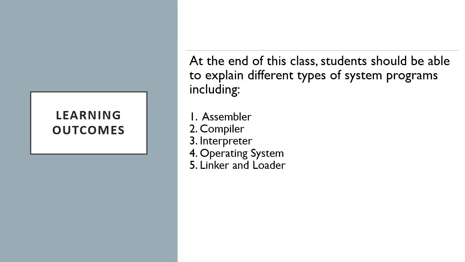Here are the learning outcomes of this course. At the end of this class, students should be able to explain different types of system programs, including one, assembler, two, compiler, three, interpreter, and should be able to have basic knowledge of operating system, as well as linker and loader.